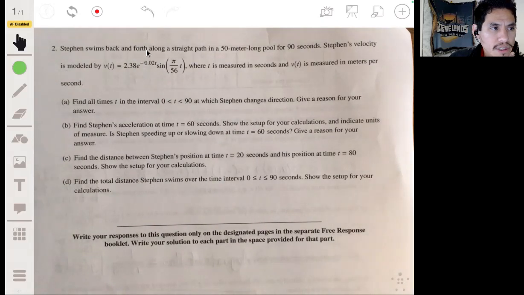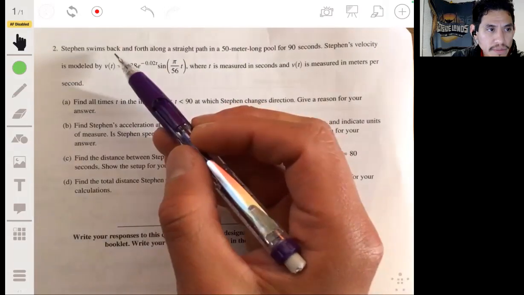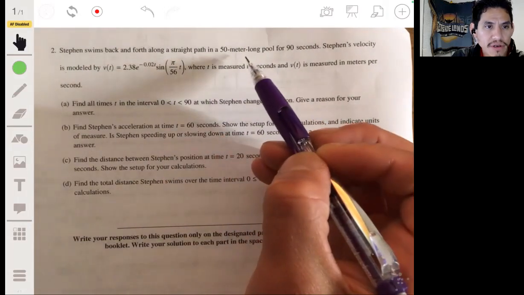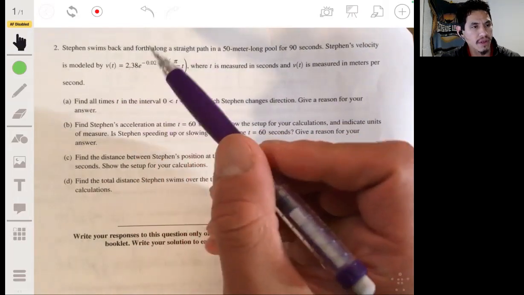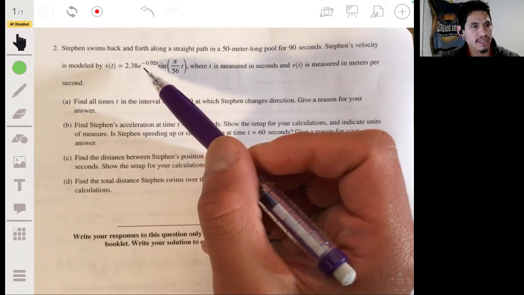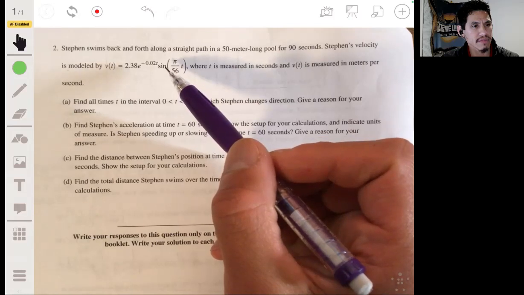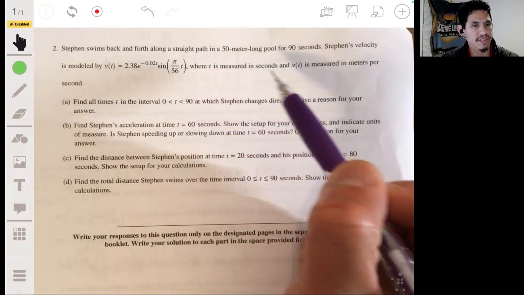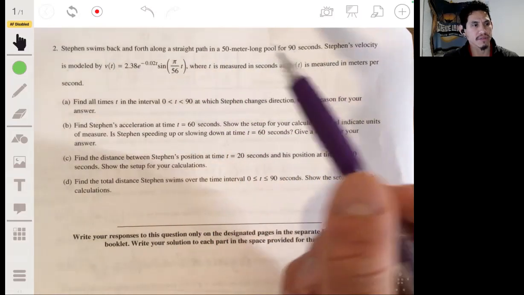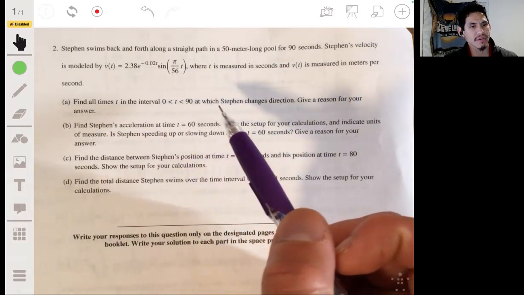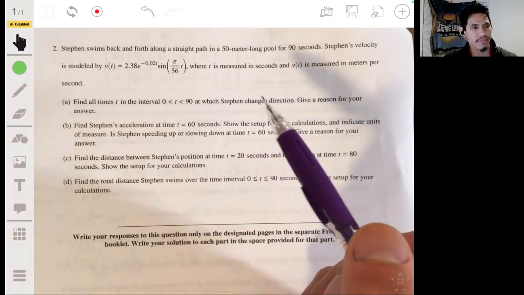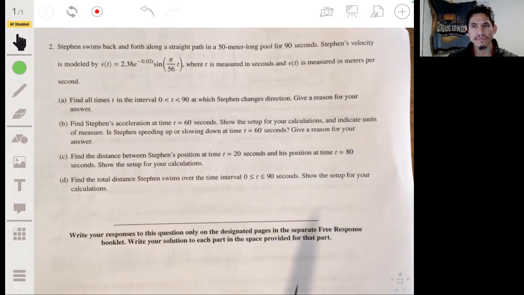All right, so problem 2. Steven swims back and forth along a straight path in a 50-meter long pool for 90 seconds. Steven's velocity is modeled by v of t equals 2.38 times e to the negative 0.02 t times sine of pi over 56 t, where t is measured in seconds and v of t is measured in meters per second. Find all times in the interval 0 to 90 at which Steven changes direction. Give a reason for your answer.